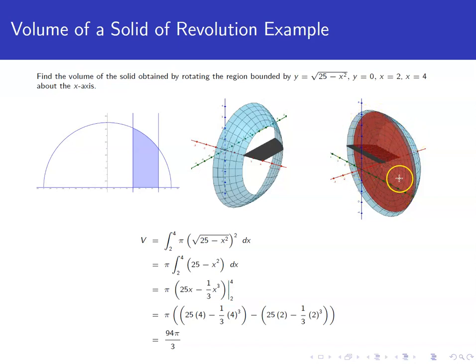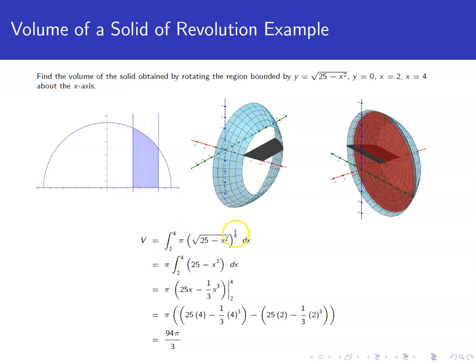So what would be the area of this face? Well, we need to know what the radius is and do pi r squared because it's a circular disk. All right, so here is the radius. It's the length of that slice. Well, where is that radius coming from? It's the height of the function. So our radius would be root 25 minus x squared. We'll do pi times the radius squared, and we'll integrate that from 2 to 4 for our bounds for our x.